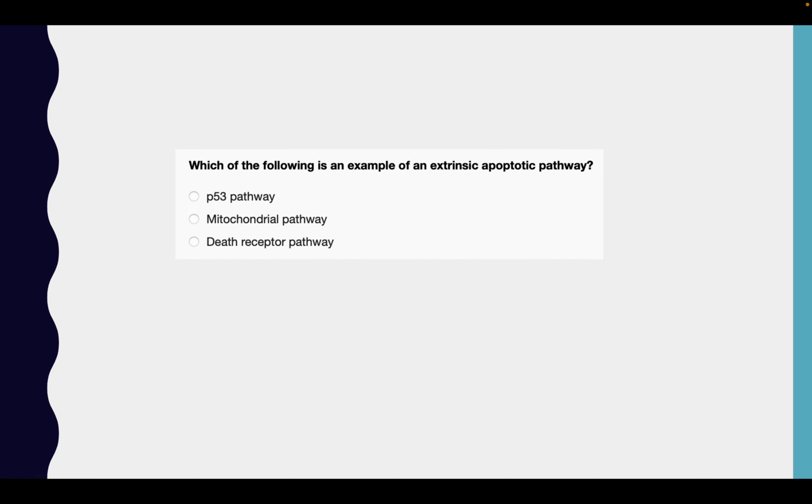Moving on to the next: which of the following is an example of an extrinsic apoptotic pathway? DRE, no, I mean DRP, death receptor pathway. Yes, correct. It is the death receptor pathway. Can you explain this?